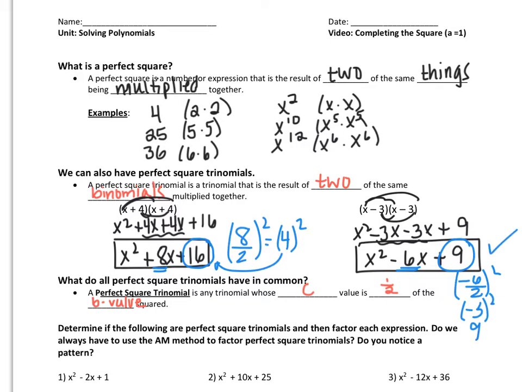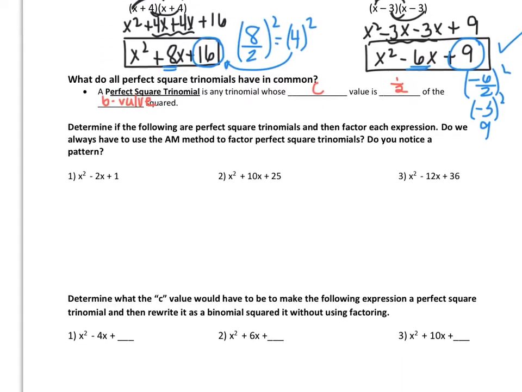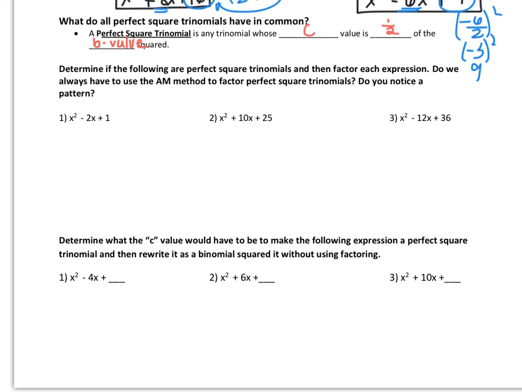Perfect. So what I want you to do now is I want you to look at these three trinomials, and I want you to determine if they are perfect square trinomials based off of this new fact that we know. Is the C value half of B squared? Well, let's see. Half of B, so B is negative 2, so negative 2 divided by 2 squared. Well, negative 2 divided by 2 is negative 1. Negative 1 squared is 1. That's the C value, so yes.